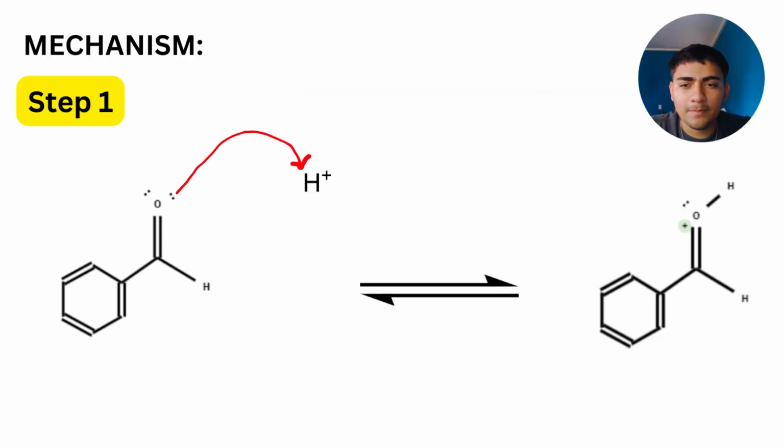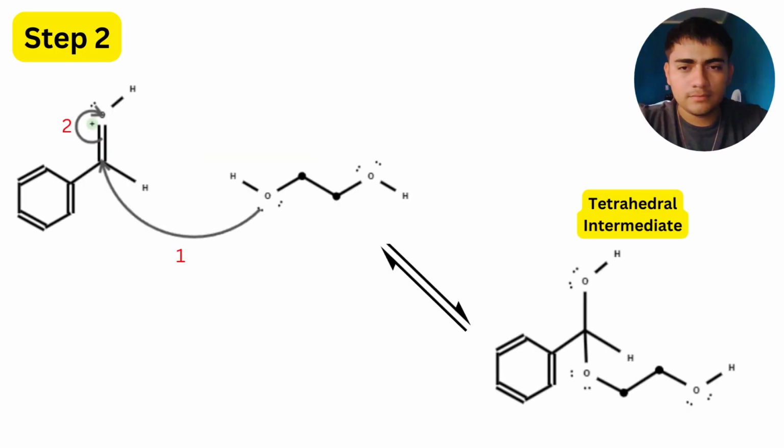Okay, so the first step of the mechanism is the protonation of the oxygen in the benzaldehyde, which can be seen from the pair of electrons attacking the hydrogen. Since, again, this is an acidic solution, and it will give this structure to your right here.